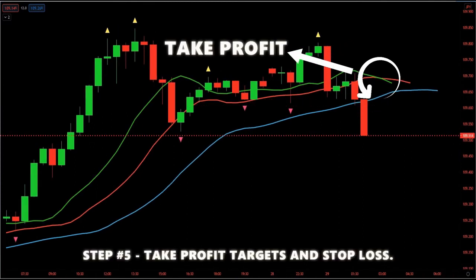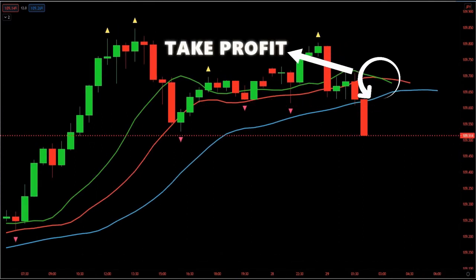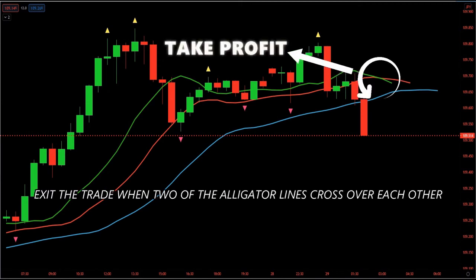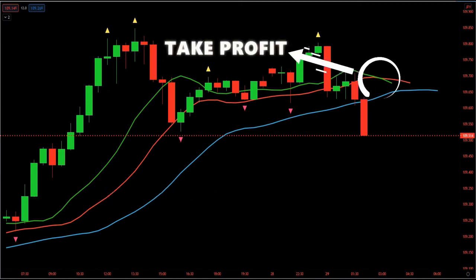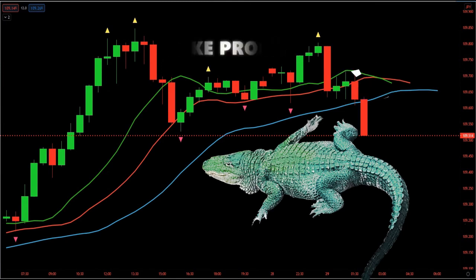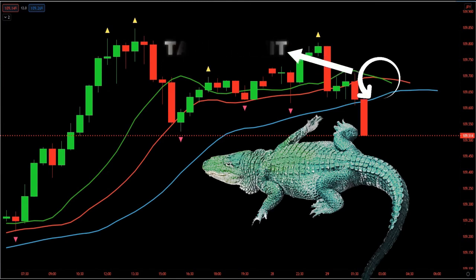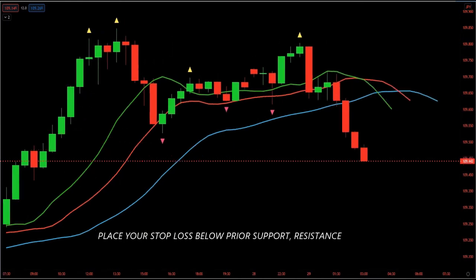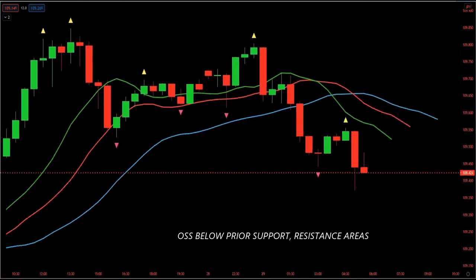Step number 5, take profit targets and stop loss. You can try variations to this strategy as far as the take profit and stop loss is concerned. Exit the trade when two of the alligator lines cross over each other. This most likely means the alligator is going back to sleep and the price action will either head the other way or consolidate. Place your stop loss below prior support, resistance areas.